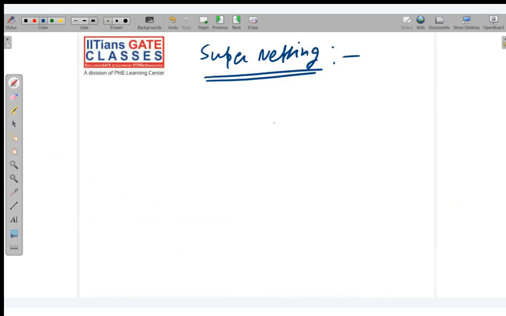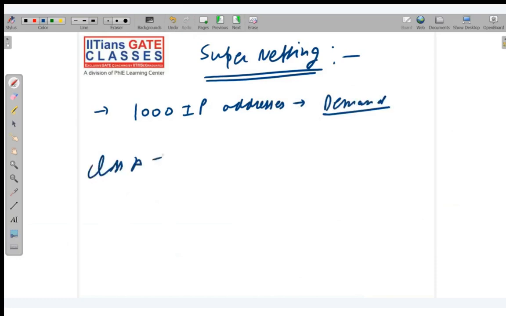For example, if an organization needs 1000 IP addresses, what will you do? This is the demand. How will you fulfill it? Class A, not at all. Because with class A you will get 2 power 24 IP addresses, 16 million, which is 1.6 crore IP addresses. You need just 1000.